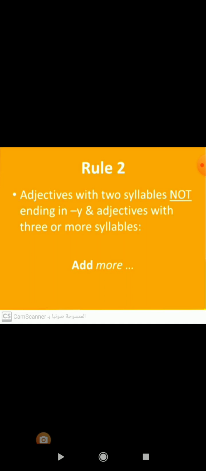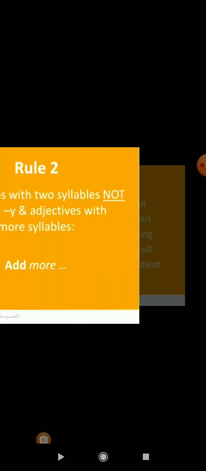Let's turn to rule number 2. In adjectives with two syllables not ending in y and adjectives with three or more syllables, we will add more before the adjectives in the comparative form. Here are some long adjectives: useful, famous, exciting, difficult, and impatient. In the comparative form, they will be more useful, more famous, more exciting, more difficult, and more impatient.